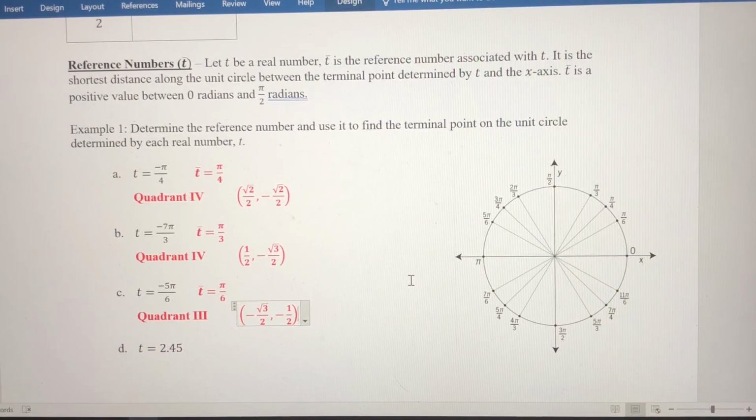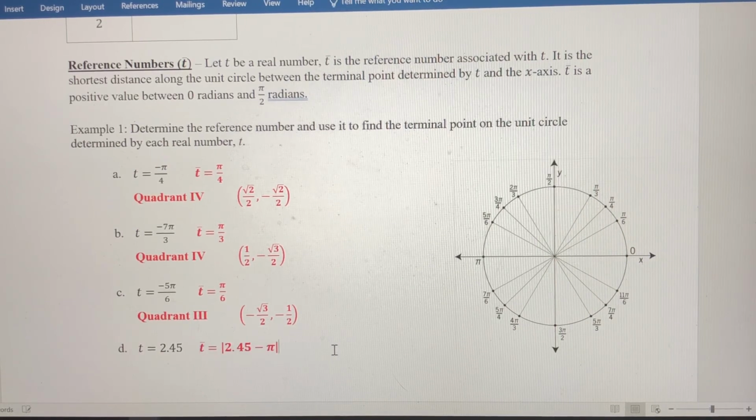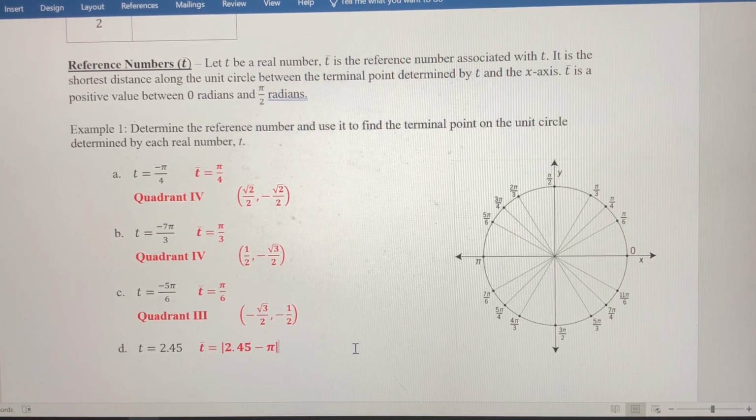And finally, we're not going to be able to determine an exact terminal point for this value, but I did want to show you an example where our real number wasn't in terms of something pi over 4, something pi over 3, or something pi over 6. So with a real number of 2.45, that's going to put us in quadrant 2. Remember, pi is approximately 3.14, so 2.45 would be just shy of that. It'd be somewhere in here.